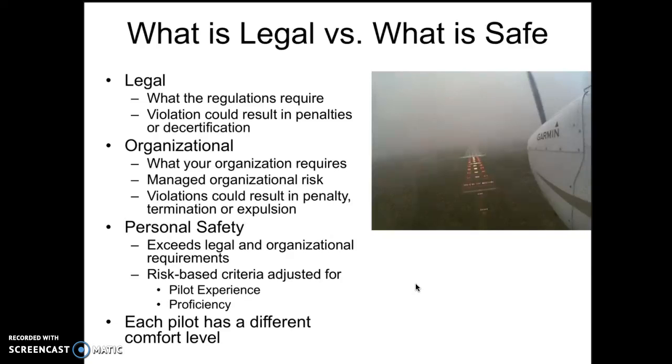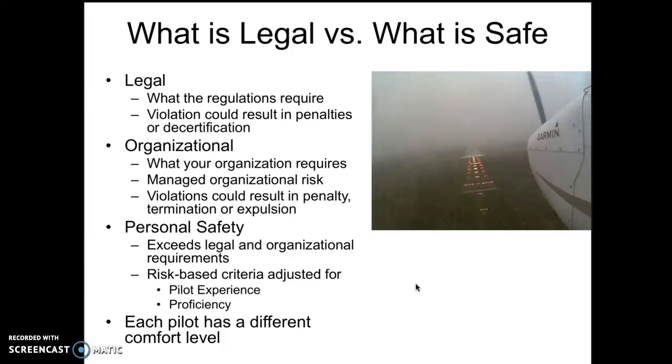So the legal aspect normally revolves around FAA regulations, and if you violate those regulations, you could have certain penalties, fines, or decertification, or your pilot's license taken away for a period of time. We also have organizational. So what does the organization require? How do we manage organizational risk? And then also violations there as well that can result in termination or expulsion.